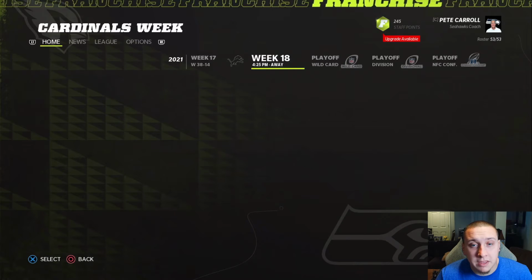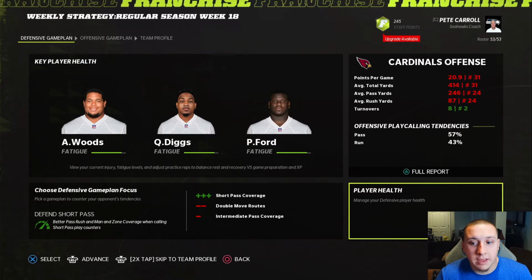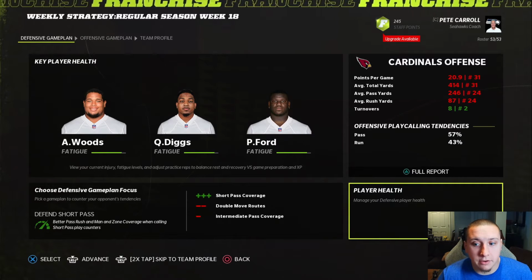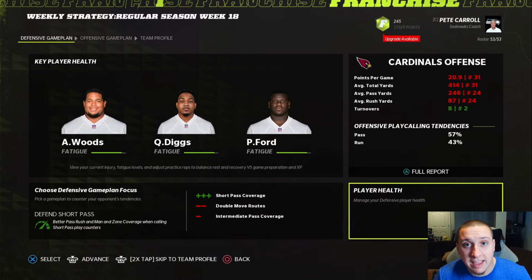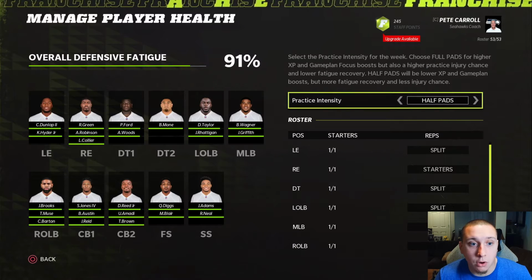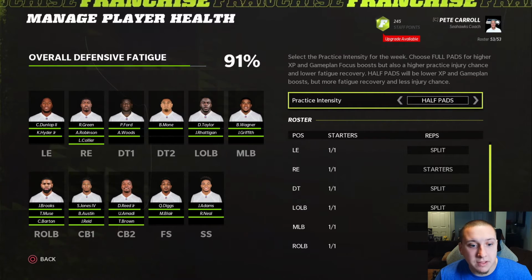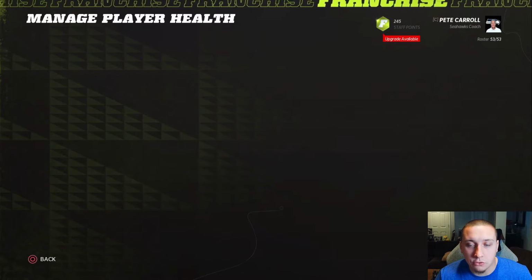The only problem here is that we don't actually have a good way to tell what an individual player's fatigue level actually is within the game. So we can go to our weekly training and we can see that our overall fatigue level is at a 91%, but that varies from position to position.